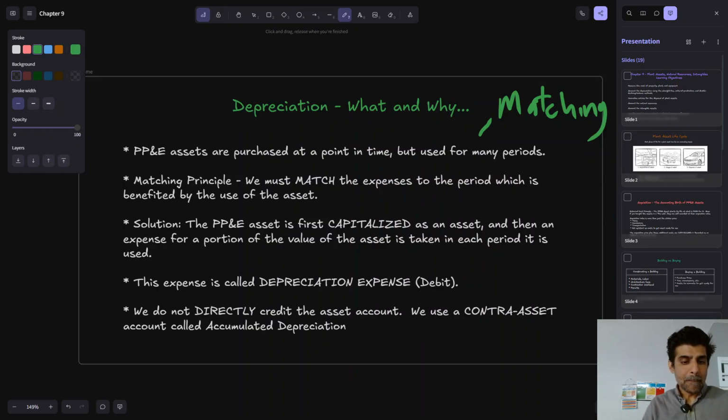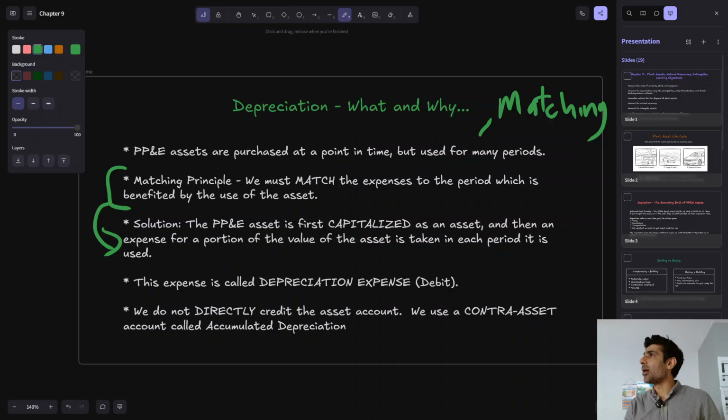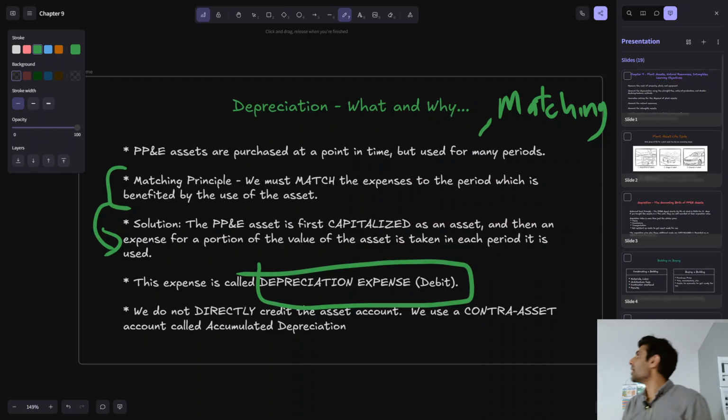Again, matching principle. The solution is that we capitalize the asset as we saw in that first part. We take the purchase price, the transportation costs, the taxes, all the stuff up front. We treat that as an asset when we first buy it, and that's the basis upon which we're going to depreciate. This expense over time is called depreciation expense. Remember, it's a debit normal account, just like every expense.